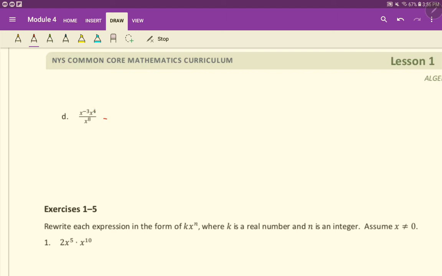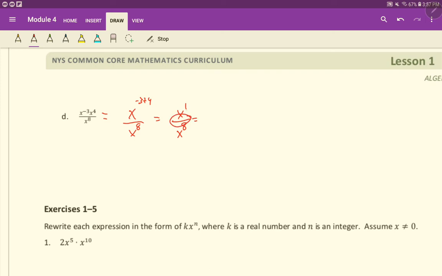There's a couple ways you could go about doing this. I'm going to simplify the numerator first. Since we're multiplying, what are we going to do with our exponents? We will add them. So it becomes negative 3 plus 4 over x to the 8th. And then adding these together will give us x to the 1 over x to the 8th.